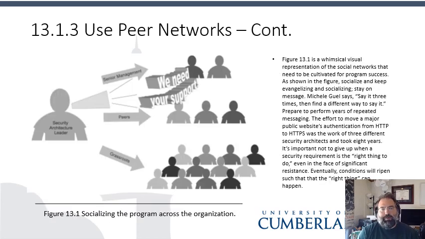Continuing the discussion of peer networks, Figure 13.1 is a whimsical visual representation of social networks that need to be cultivated for program success. As shown in the figure, keep evangelizing and socializing. Stay on message. Michael Gould says say it three times, then find different ways to say it. Prepare to perform years of repeated messaging.